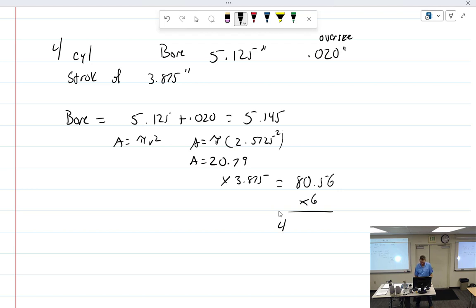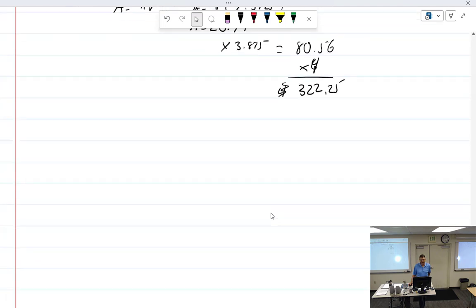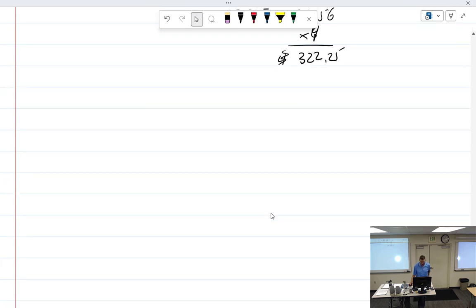Times 4. It's a 6 or 4? Oh, it's a 4-cylinder. 322.25. Yes, sir. Okay. Yep, everybody's good? Anybody bad? All right. One last one on cylinders here.